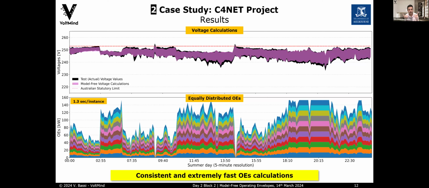And specifically in those 2 points that I was mentioning before, we can see that operating envelopes go to 0, all right? Besides, it is also important to highlight that these are extremely fast calculations. On average, it took 1.3 seconds per instance to calculate these operating envelopes for all customers.